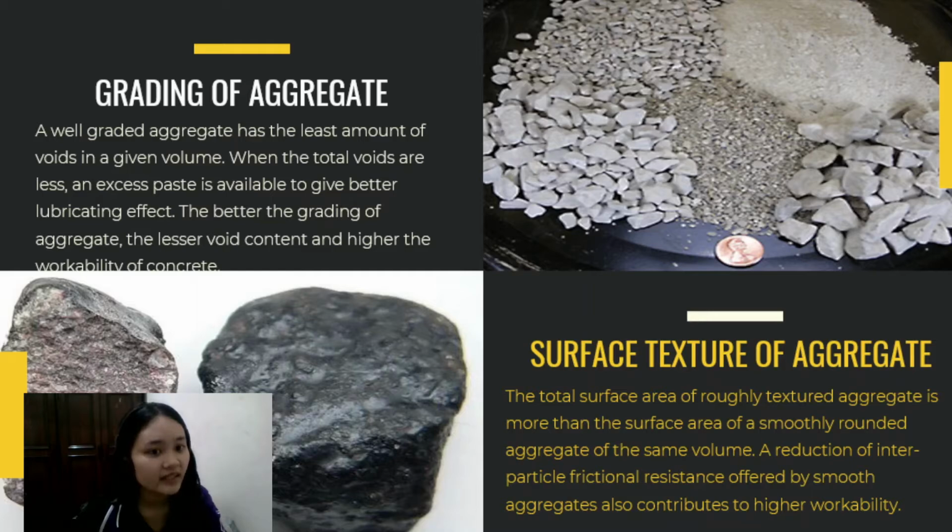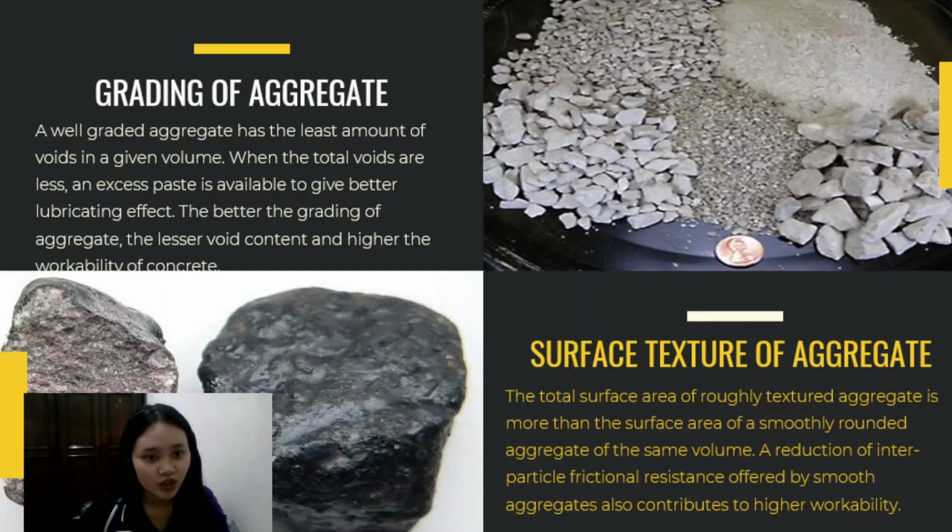Grading of aggregates. A well-graded aggregate has the least amount of voids in a given volume. Thus, when the total voids are less, an excess space is available to give better lubricating effect. With the excess amount of paste na to, the mixture becomes cohesive and fatty, which prevents segregation of particles. Thereby, the aggregate particles will slide past each other. Thus, the better the grading of aggregates, the lesser void content at mas high ang workability ng concrete na to.